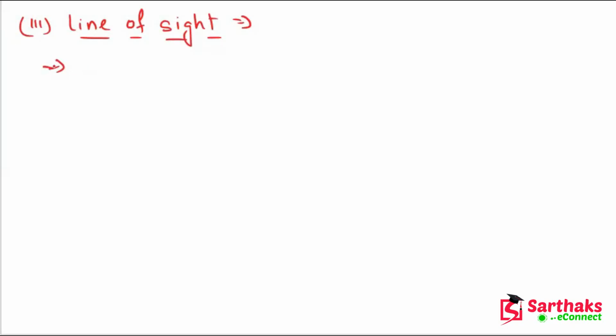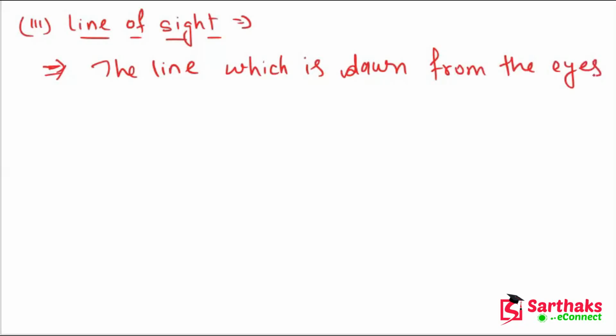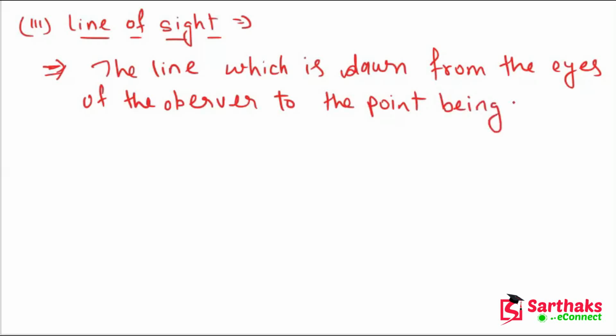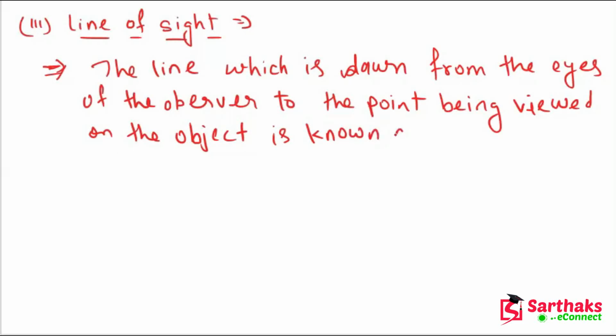So we can write it as: the line which is drawn from the eyes of the observer to the point being viewed on the object is known as the line of sight.